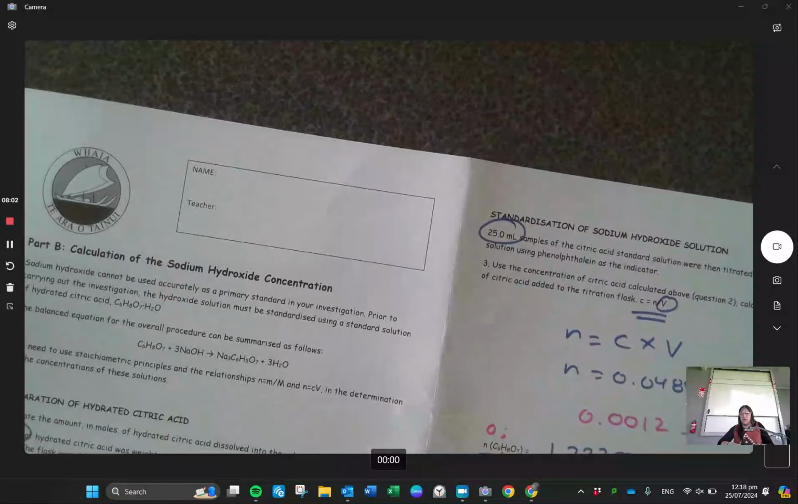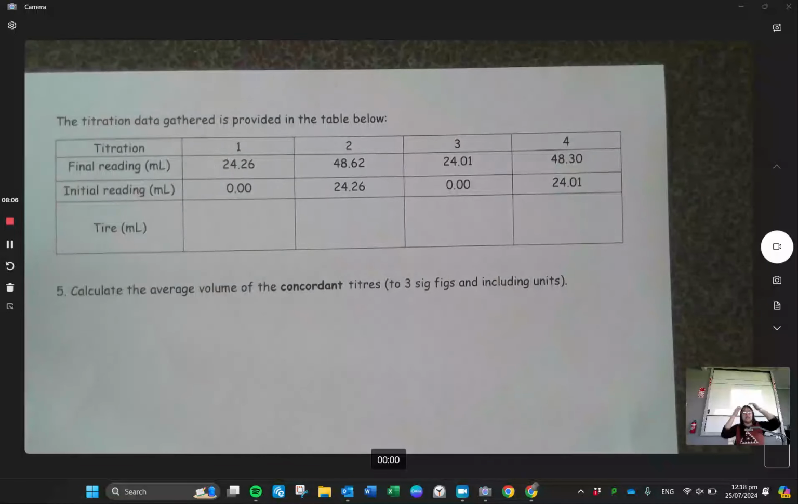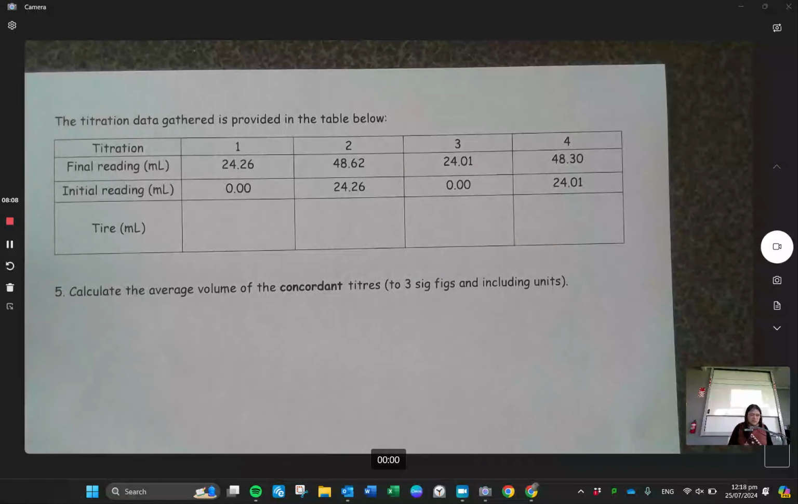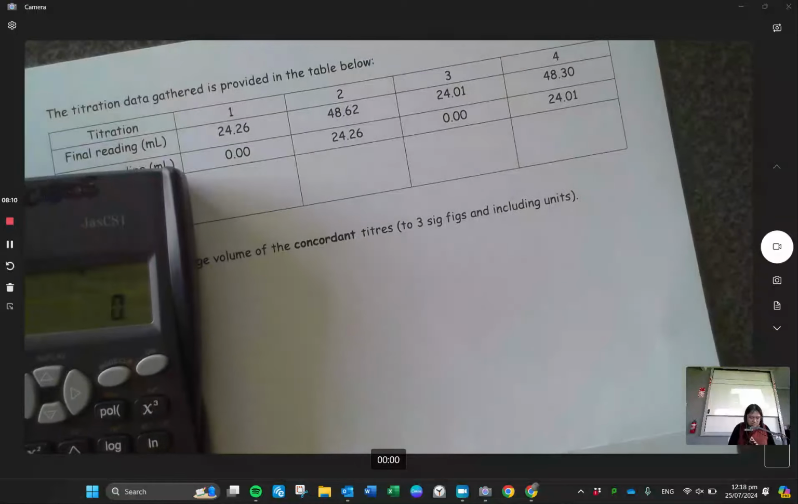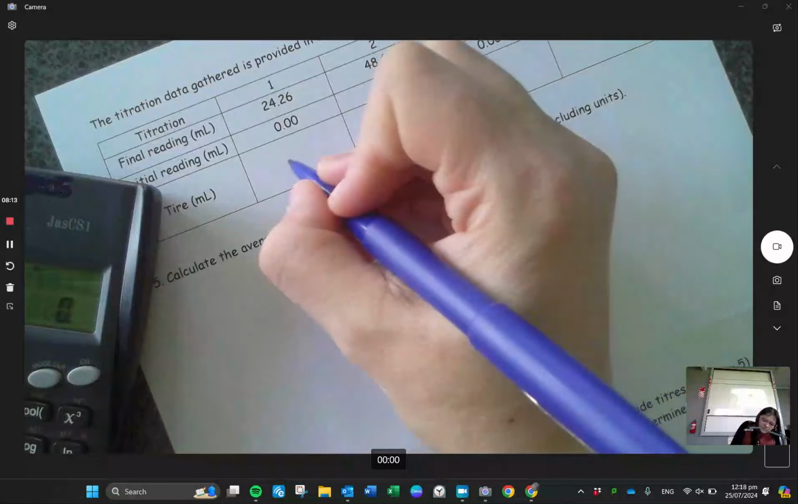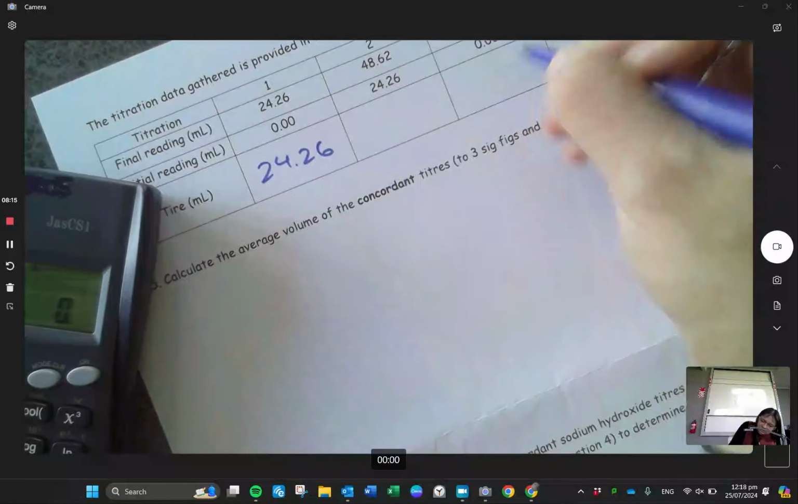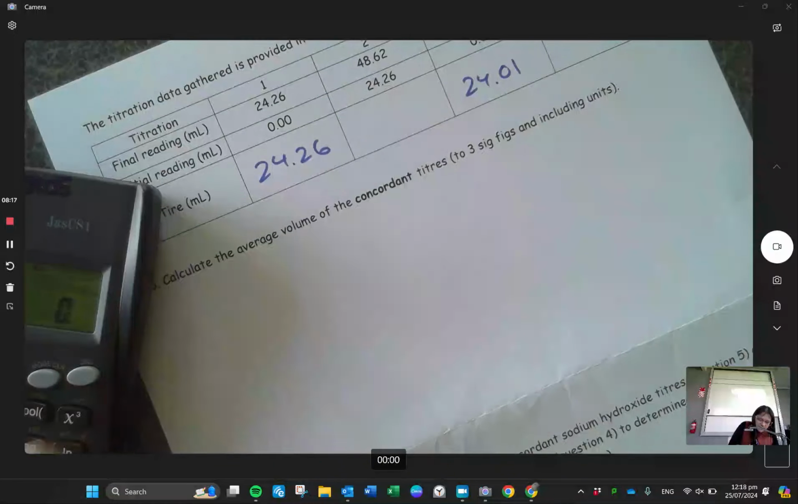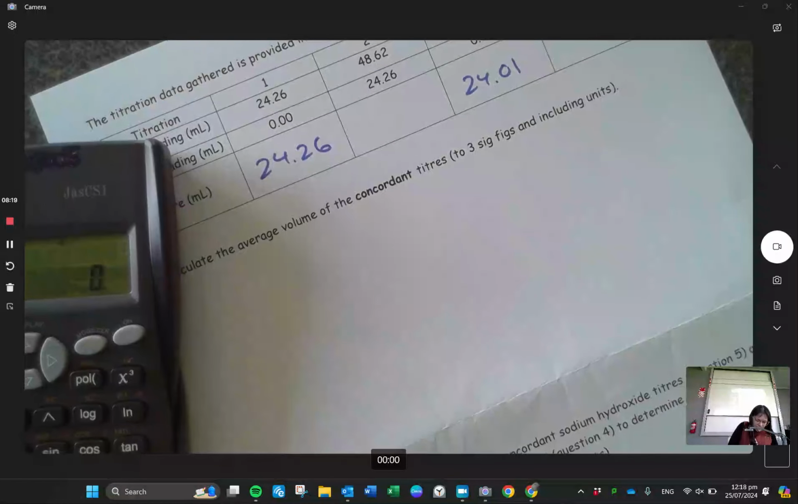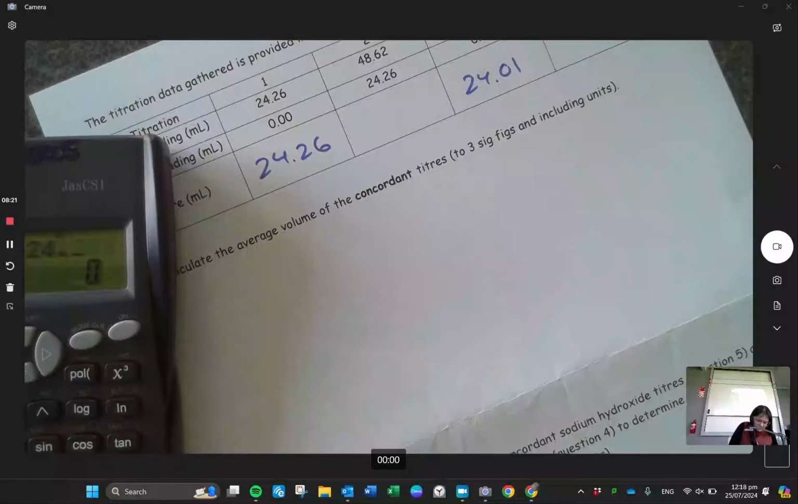Okay. It's watching our time. We got 5 minutes. Okay. This bit here, you need to do your subtractions. Most of you guys were fine with that subtraction bit. Oh, that one's easy because it's 0. So 24.26. That one's 24.01. This one here, 48.62 minus 24.62.